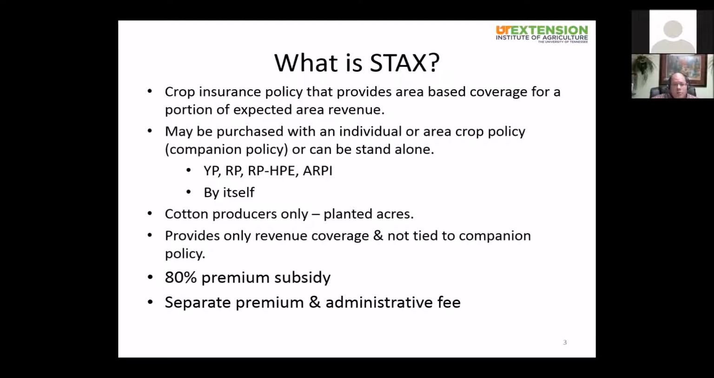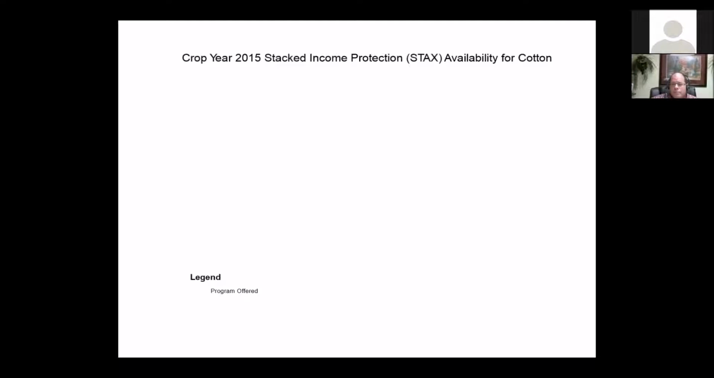It's for cotton producers only, and it's only based on the planted acres, so you do have to plant the crop to be eligible to buy STAX. It does provide revenue coverage. It's not tied to a companion policy. It does have an 8% premium subsidy. It does have a separate premium and administrative fee, again, through your crop insurance agent.